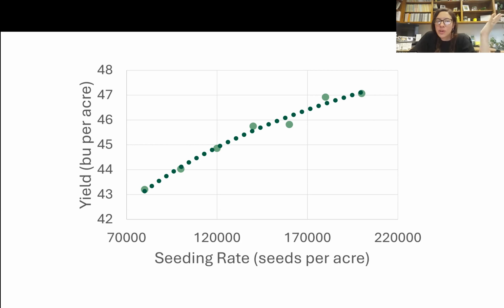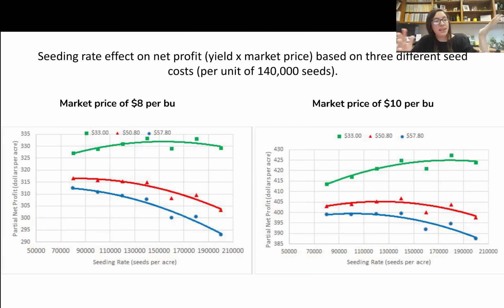So how can we see this information in a different way? And it's basically creating economic scenarios. So here we have two different economic scenarios. We have a low price on the left, and a higher price on the right.